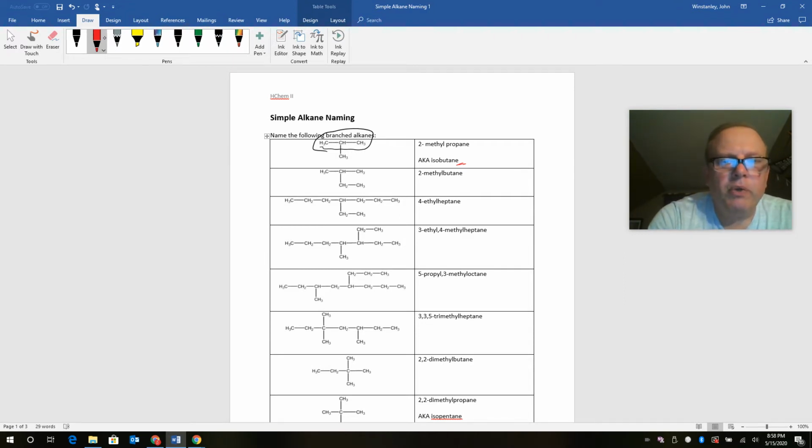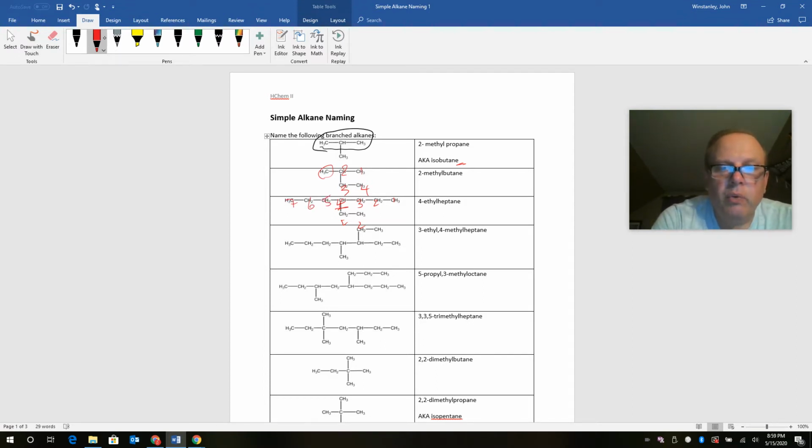Here we have a butane with a methyl group off the second part, and it's one, two, three, four. So 2-methylbutane. Here we have heptane. So it's seven, and then we have 4-ethyl. Doesn't matter which way you come. We have one, two as our ethyl group here. This is our chain, and it's one, two, three, four, five, six, seven. Doesn't matter which way you run it.